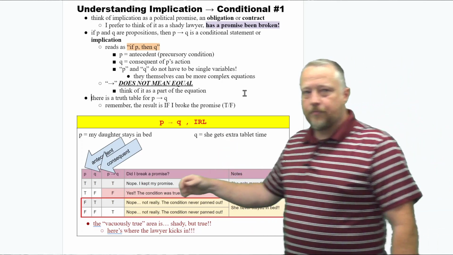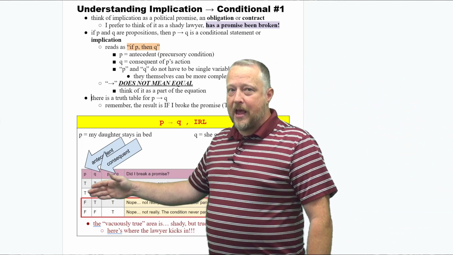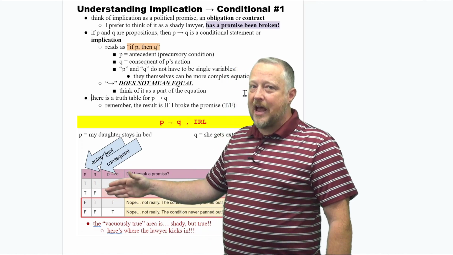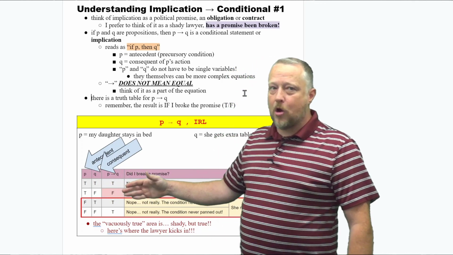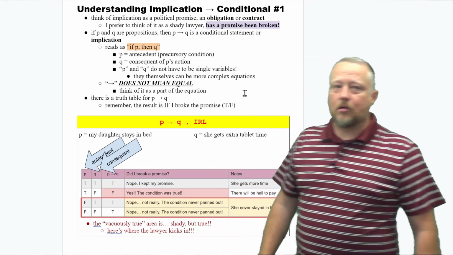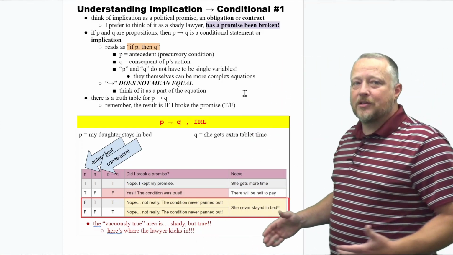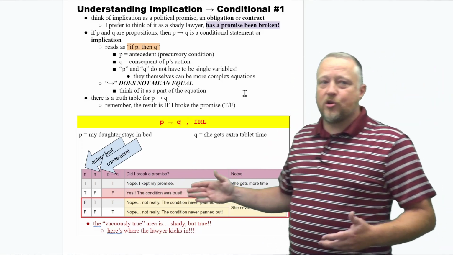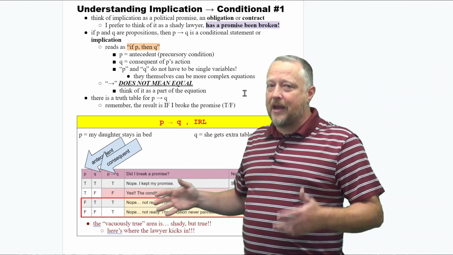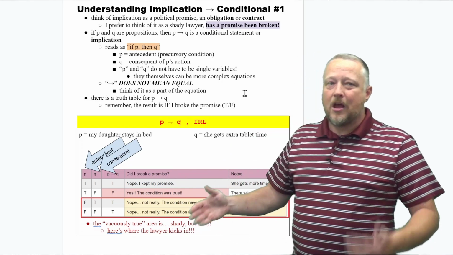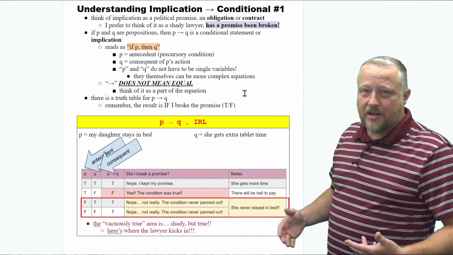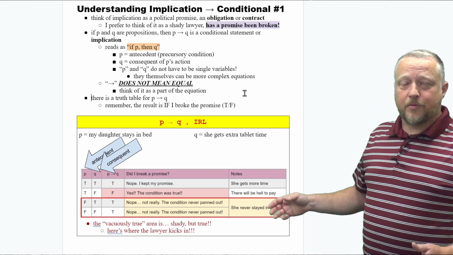Let's go the other way. She stayed in bed, but I didn't give her tablet time. Did I break a promise? Something's wrong. So that's why there's a false on that. I broke a promise. The condition was true, but I did not fulfill my obligation of giving her more tablet time. So that's why the ending result is false in there. And it'll be hell to pay, trust me, if I did that.